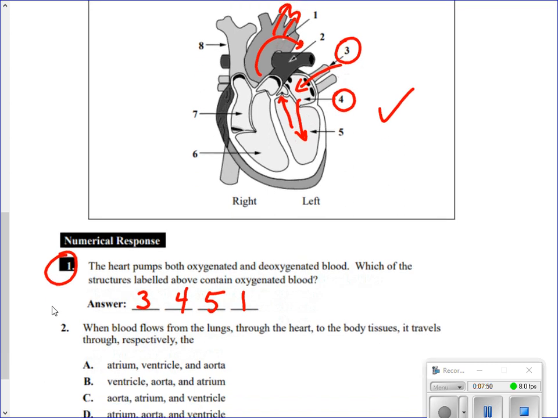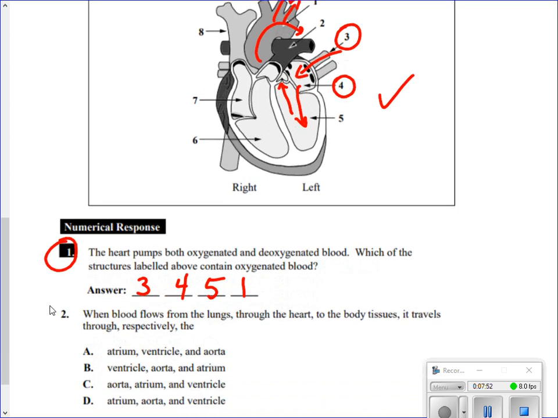Try to keep the question on the screen without losing the picture of the heart. So it says when blood flows from the lungs, through the heart, to the body tissues, it travels through respectively the blank. So respectively, that's a pretty important word here. Respectively means in order, so we have to get this in order correctly. So we can start wherever. It's a cycle, so it doesn't matter really where we start.